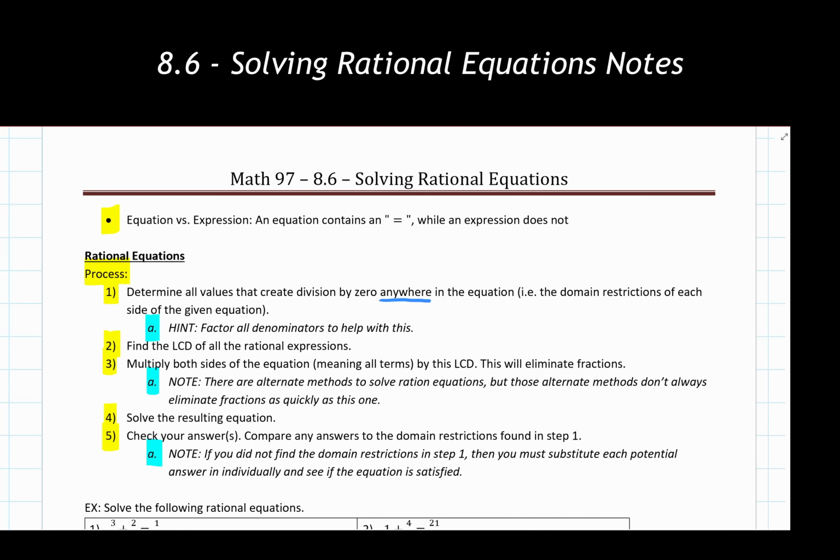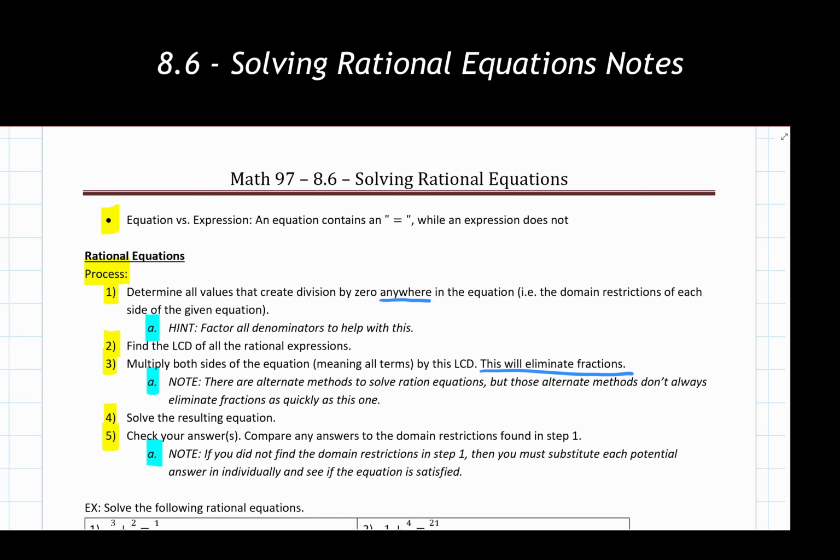Looking at step 2, we're then going to find the lowest common denominator of all the rational expressions. So that means if I'm looking at all the fractions that I've been given, I want to find what is the lowest common denominator amongst all of them. And that's a very central thing to find, because in step 3, we're going to multiply both sides of the equation, meaning all terms, by this lowest common denominator. What we're going to find is a whole bunch of things are going to cancel, and this will eliminate fractions. And this is the main reason why a lot of people like this step.